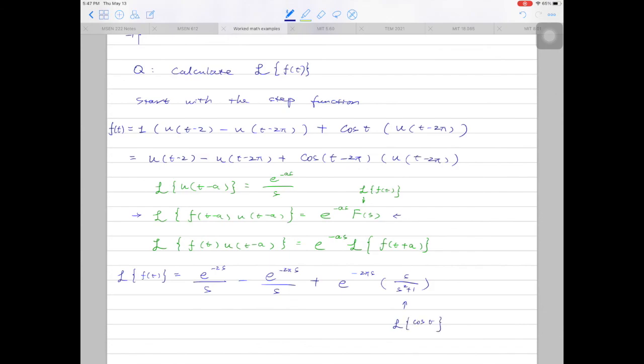After looking at the step function in Laplace transform, in the next video, we'll look at a new special function called the delta function.